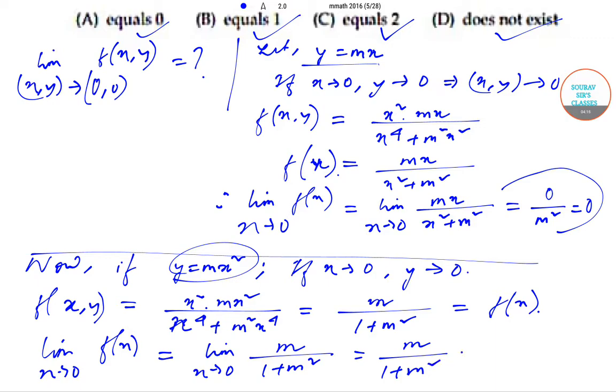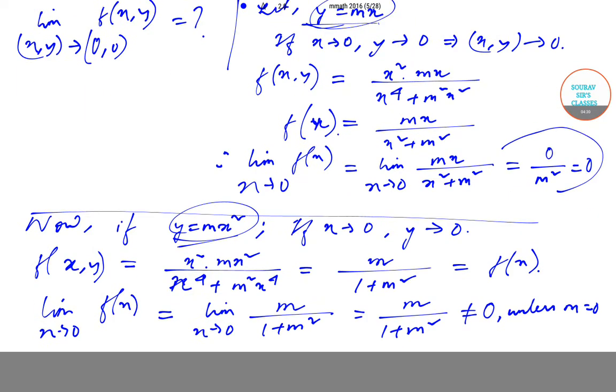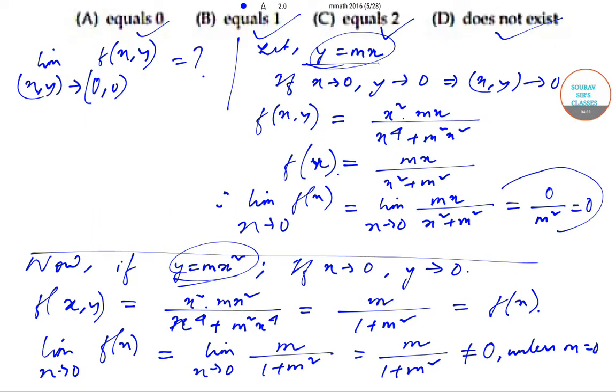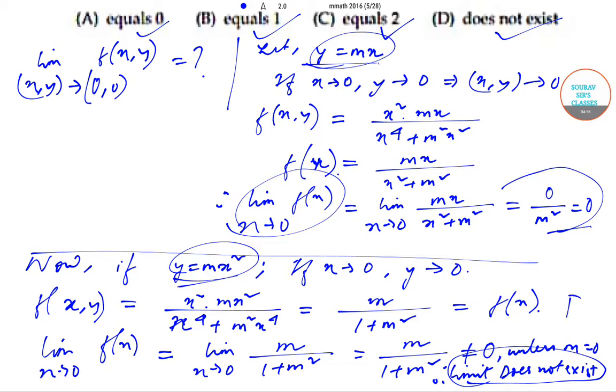Now this value is not equal to 0 unless m is equal to 0, and if m is equal to 0, then y is equal to 0 over here. So basically we can see that for different functions of f, the limiting value sometimes tends to 0 and sometimes it is not equal to 0. So we can definitely write that the limit does not exist, and this is the option D.